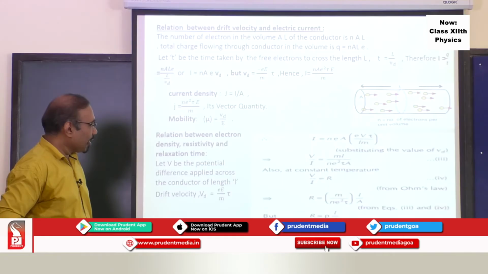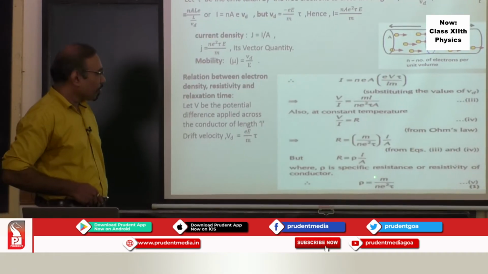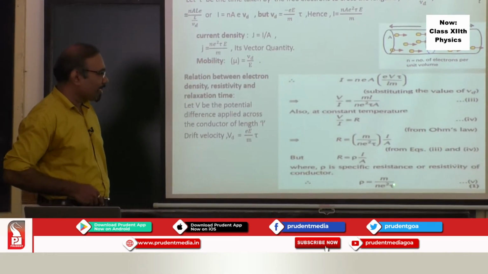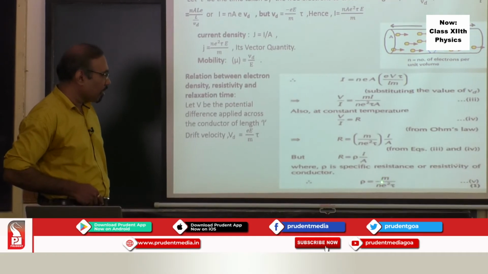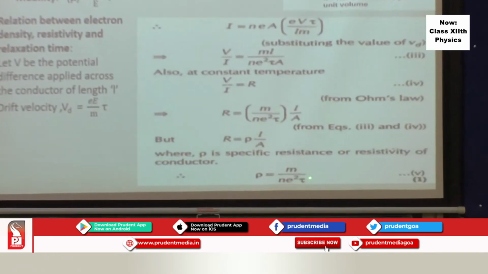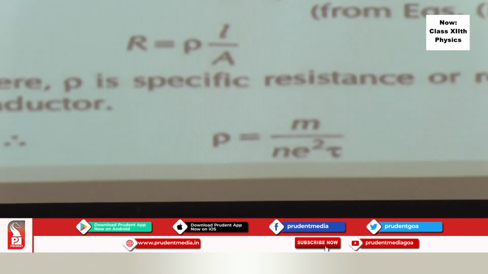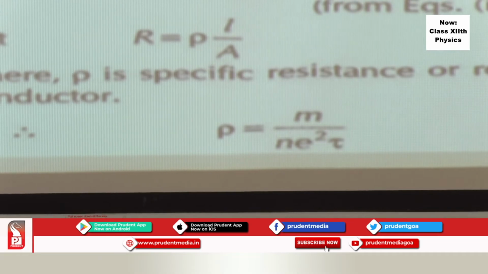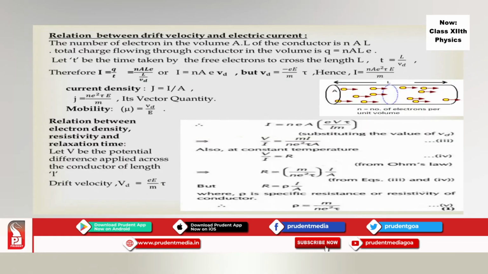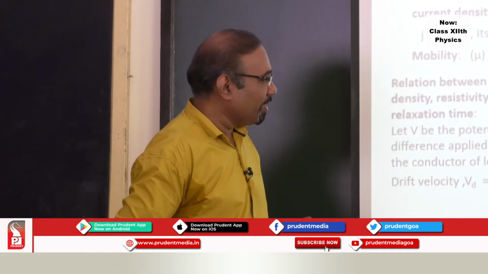What does this mean? That means resistivity depends on the mass of the electron, and resistivity is inversely proportional to relaxation time. Mass of the electron is constant. n is the number of electrons per unit volume. So, if the number density of electrons changes, resistivity can change. Resistivity is particular to the characteristic of the material, I told you. What is meant by the characteristic of the material? If the number of electrons per unit volume of that material changes, then resistivity can change.